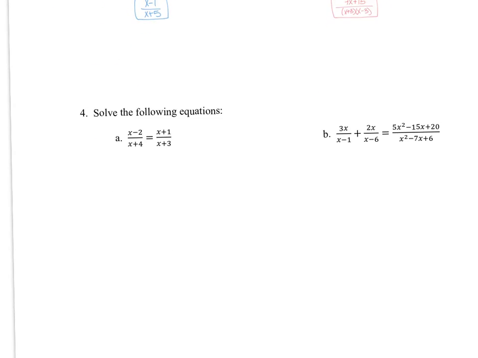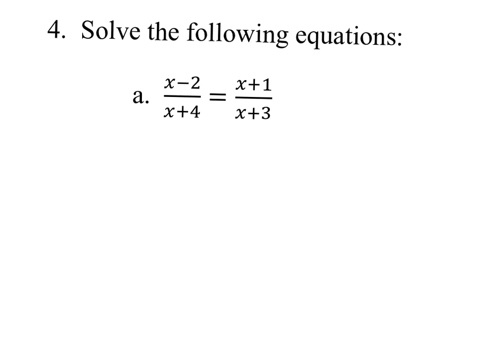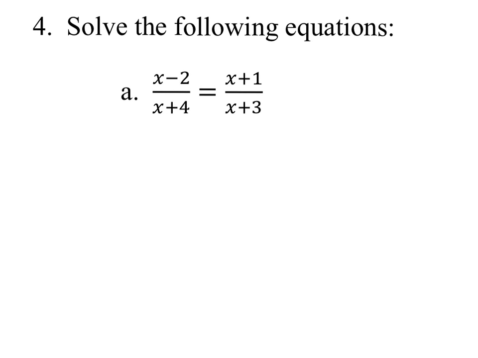Alright, let's try number 4. So number 4, solve for the following equations. I see two single fractions equaling each other. That means my instinct should go to cross multiplying. Well, I'll do x minus 2 times x plus 3.